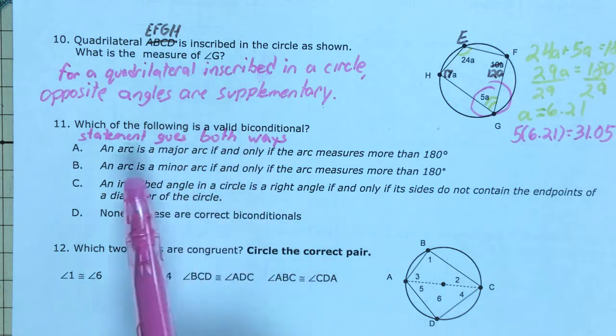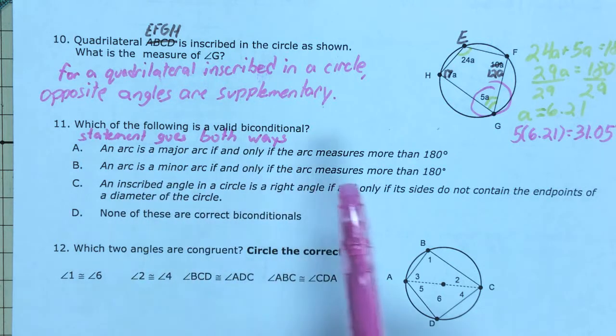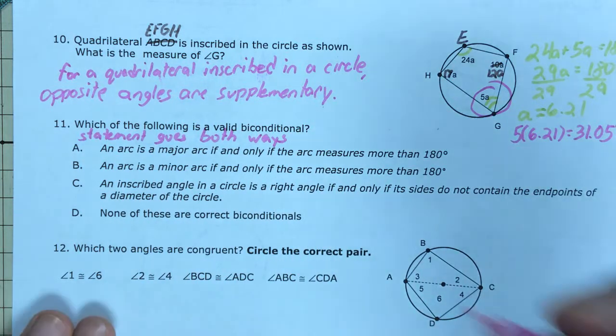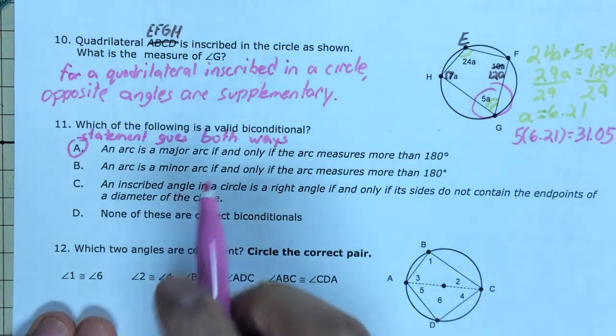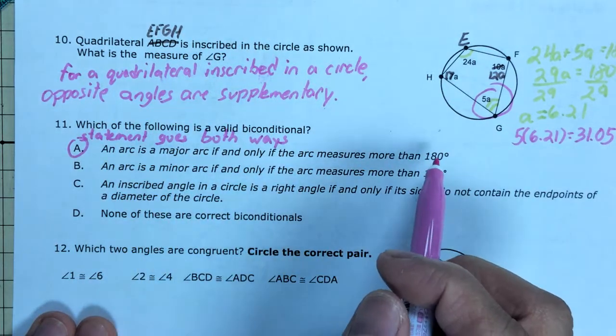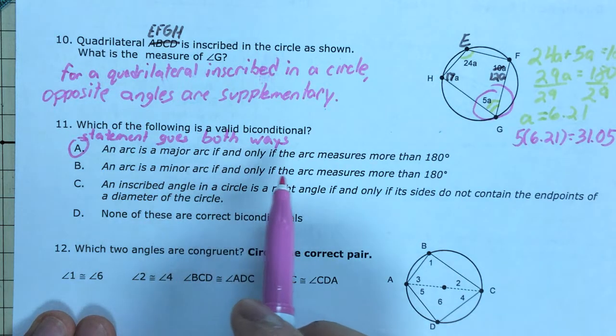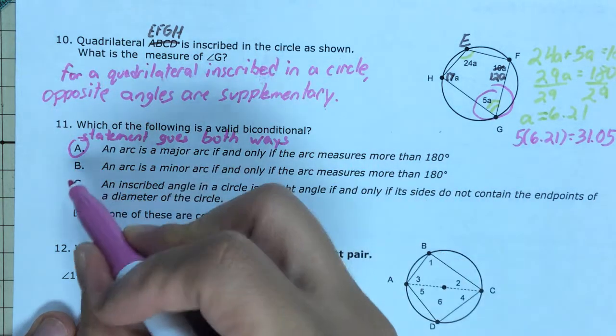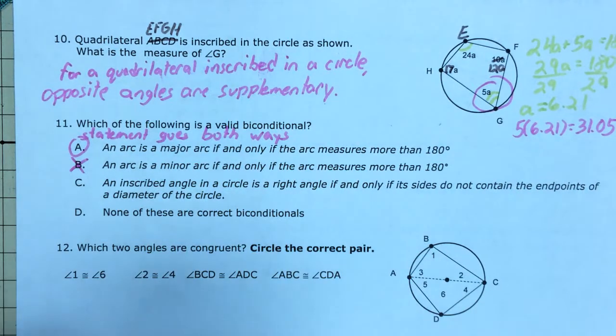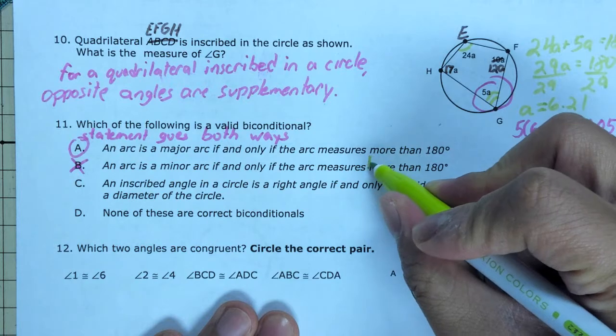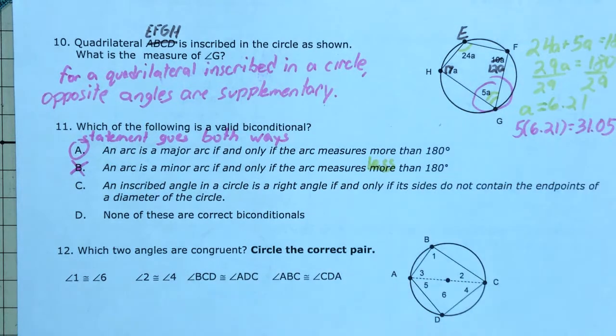So part A, an arc is a major arc if and only if the arc measures more than 180. That is true. We define a major arc as an arc being bigger than 180. B, an arc is a minor arc if and only if the arc measures more than 180. This one is false, because we defined a minor arc to be an arc that is less than 180.